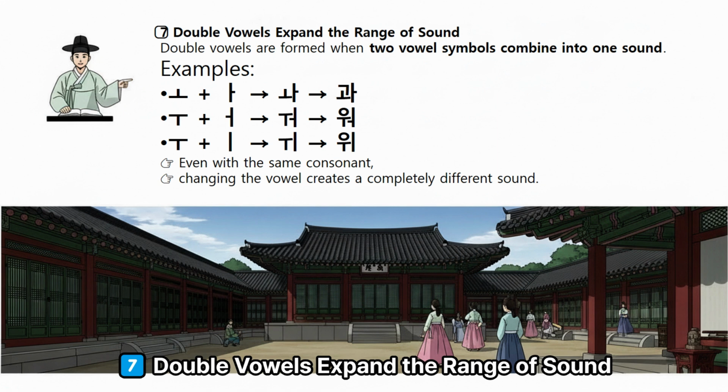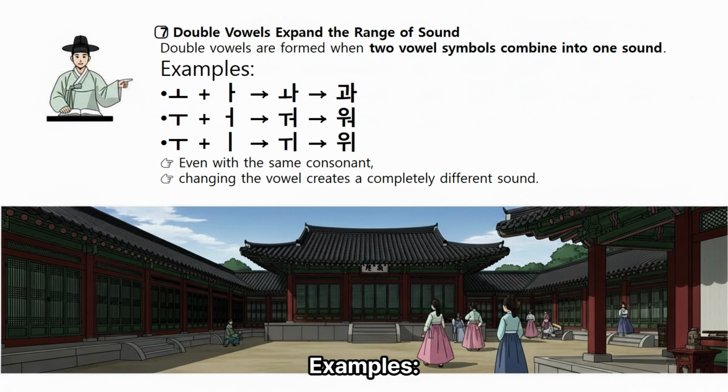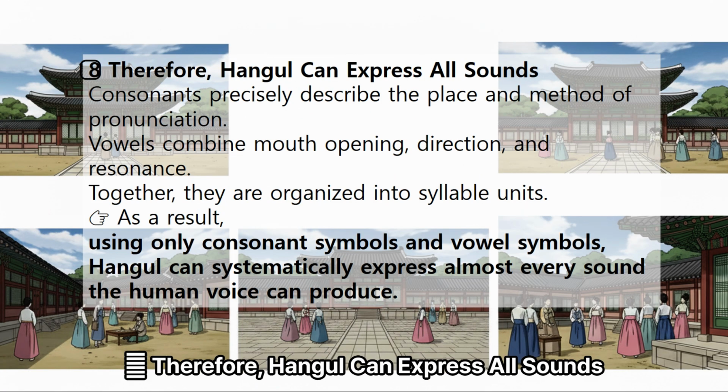Double vowels expand the range of sound. Double vowels are formed when two vowel symbols combine into one sound. Examples: 와, 워, 위. Even with the same consonant, changing the vowel creates a completely different sound. Therefore, Hangul can express all sounds.